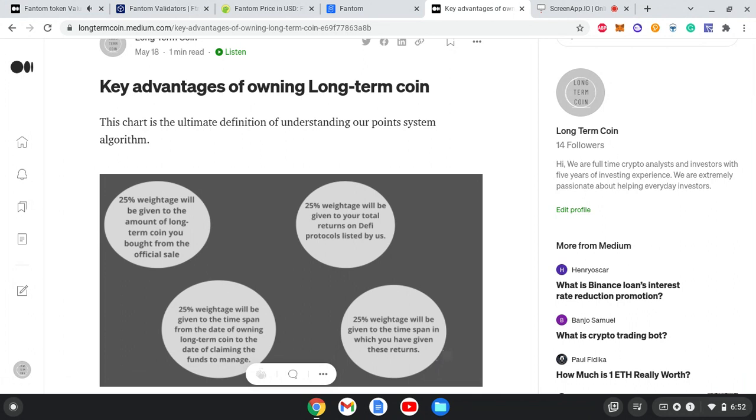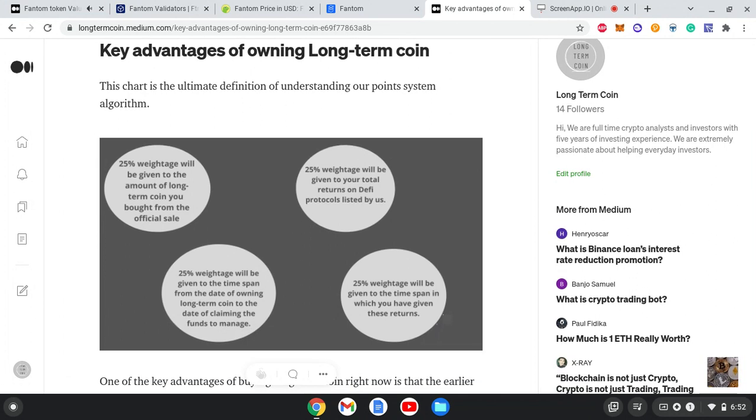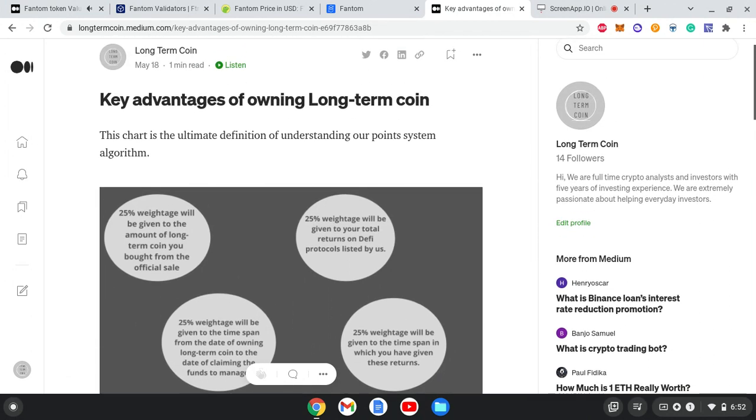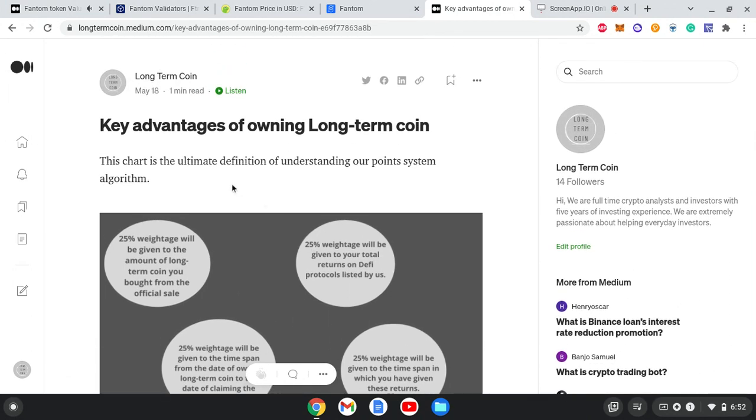Here, either you can own fewer long-term coin tokens and give higher returns, or you can own more and more long-term coins and can afford to give lesser returns and still be able to claim a massive amount of funds to manage. In long-term coin protocol, everything balances out itself. That's why we call it a self-sustaining protocol.